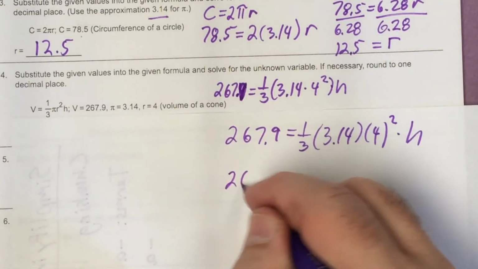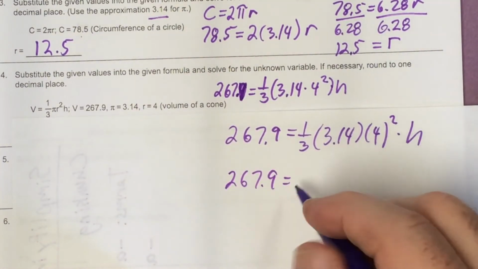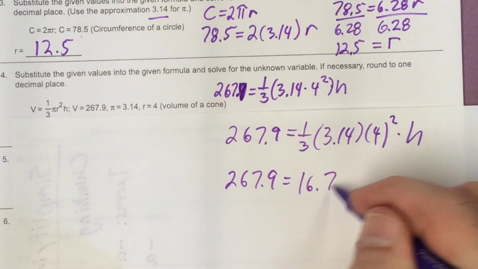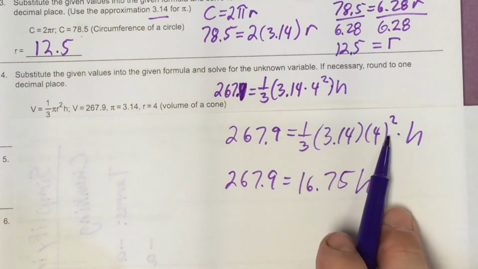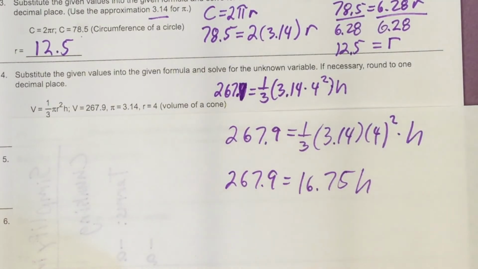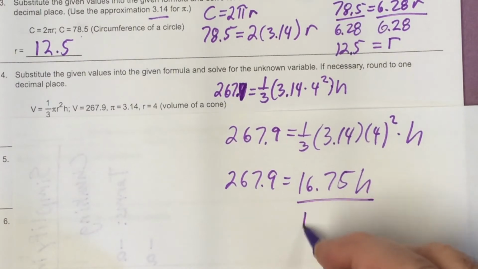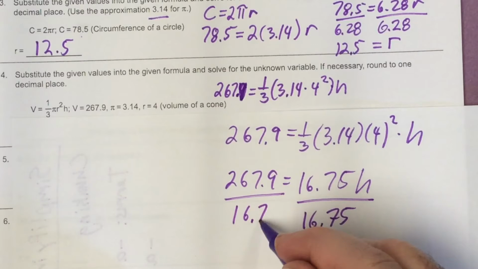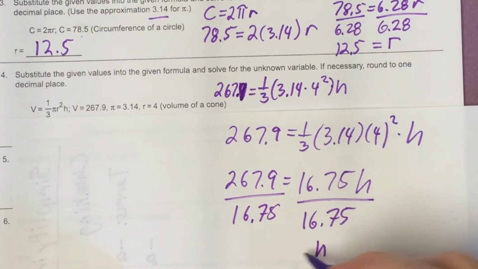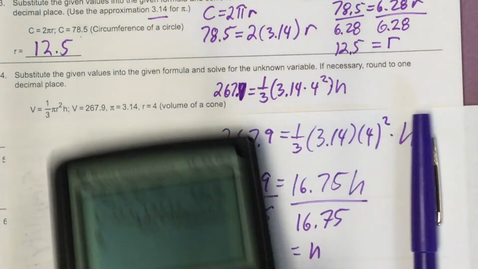So 267.9 is going to equal 16.75 h. You don't have to do this in your head. Please, by all means, get a calculator. That's why they're required for class. So if I divide both sides by 16.75, okay, I'm going to do that on my calculator now.